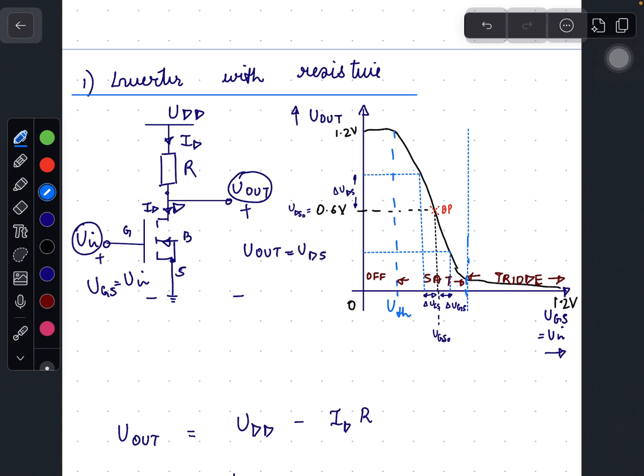Here is the circuit of an inverter with resistive load. It consists of an NMOS and a resistive load R. Input is provided to the gate of the NMOS and output is taken at the drain of the NMOS. So here VGS equals Vin and the drain to source voltage is Vout.